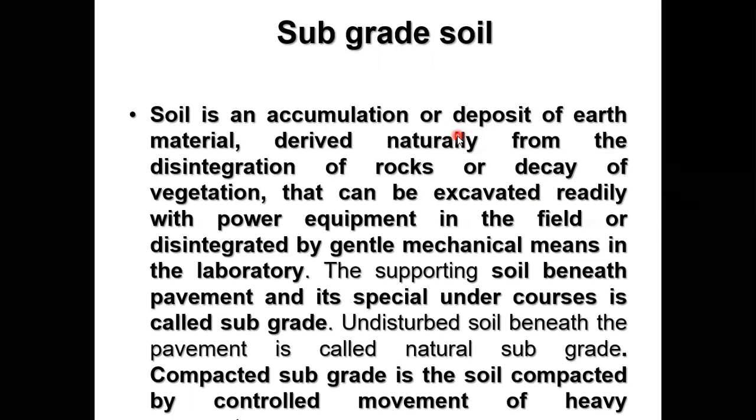There are two subgrades: one is the natural subgrade and the second one is the compacted subgrade. Compacted subgrade means whatever soil is present, we loosen up that soil, and second, we compact it to our suitable density. Like we already discussed, if you are constructing a subgrade, the density of the subgrade should be 98% of whatever density you achieved in the laboratory.